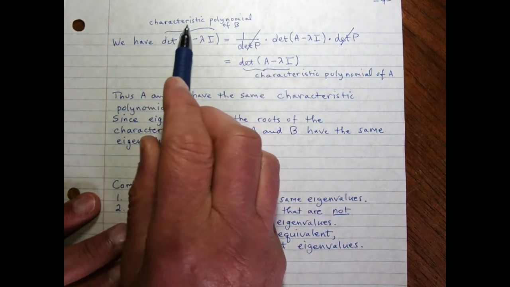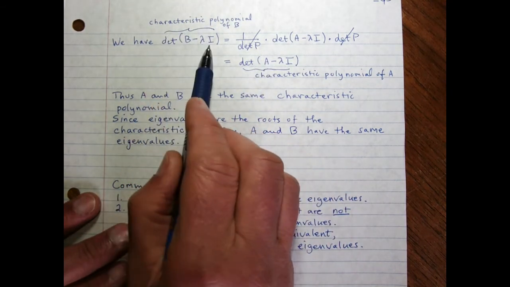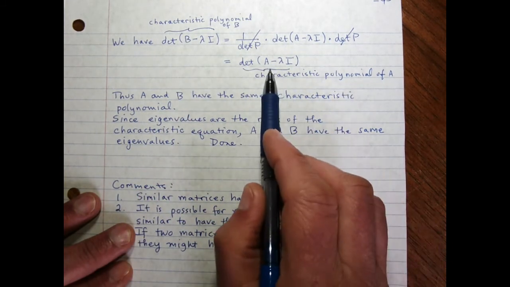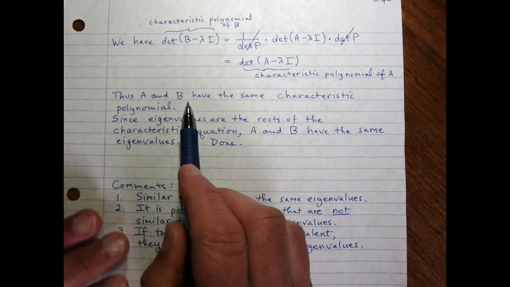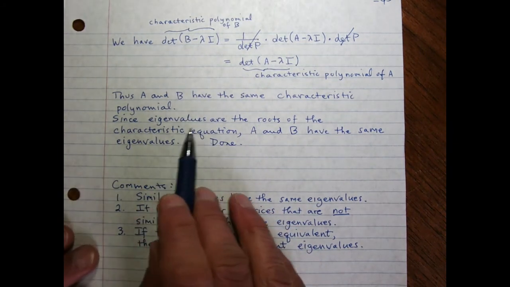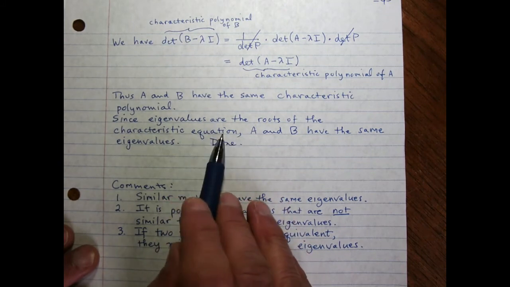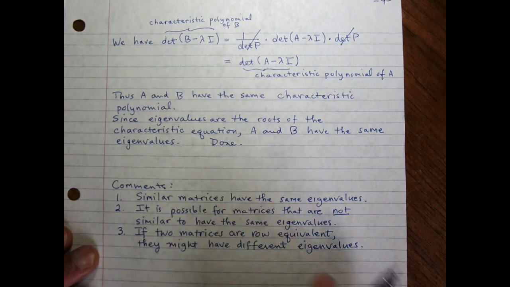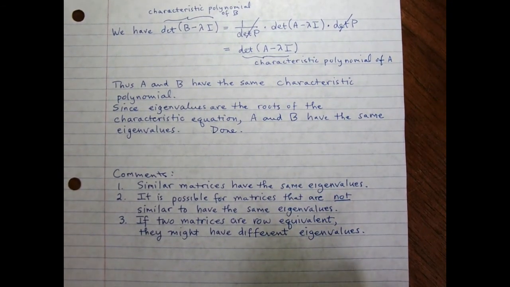So we have the characteristic polynomial of B, which is this determinant, equal to the characteristic polynomial of A, which is this determinant. Thus, A and B have the same characteristic polynomials. Since the eigenvalues are roots of the characteristic polynomials, roots of the characteristic equation, A and B have to have the same eigenvalues. So we're done.